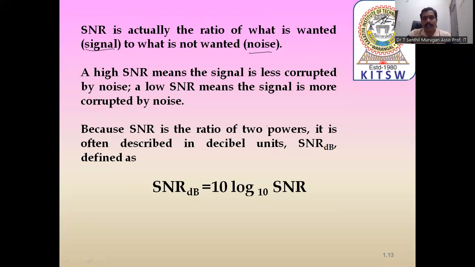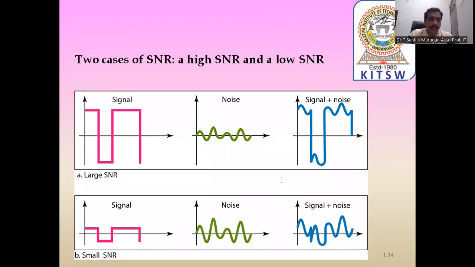Because SNR is the ratio of two powers, it is often described in decibel units. Normally we represent SNR in decibel units. SNR in decibels equals 10 log 10 of SNR, the signal to noise ratio. So there are two cases of SNR, high SNR and low SNR. High SNR means low noise. Low SNR means high noise.